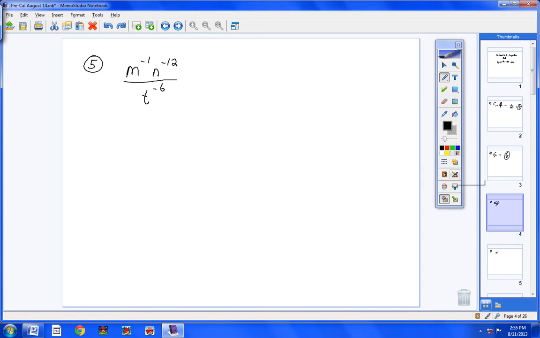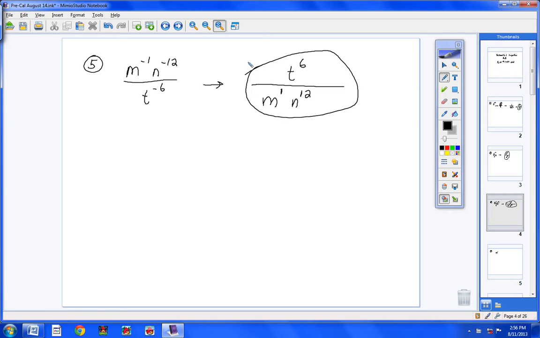Let's take a look at number 5. Okay, on to number 5. Really, this is identical to the last problem, okay? I have m to the negative 1, so if I bring it down to the denominator, it becomes a positive 1. I have n to the negative 12, so if I bring it down to the denominator, it becomes positive 12. And I have t to the negative 6. If I bring that up to the numerator, it becomes t to the positive 6. And we're finished. Remember, for the first 3 problems, all they wanted us to do was rewrite the problems so that there were no negative exponents.